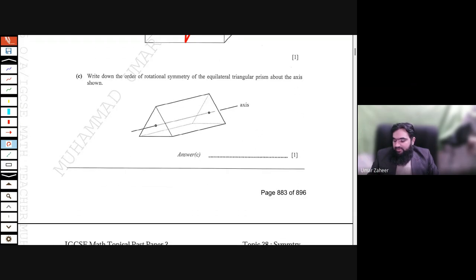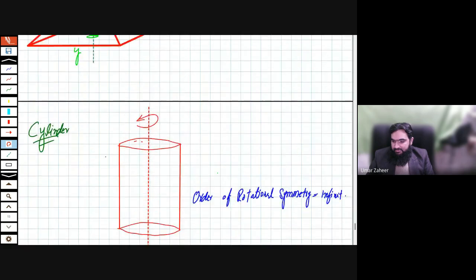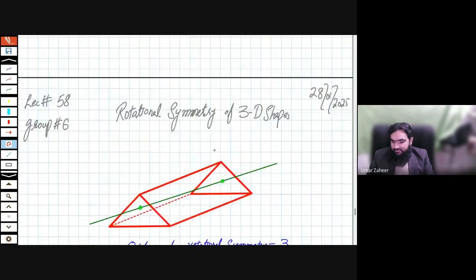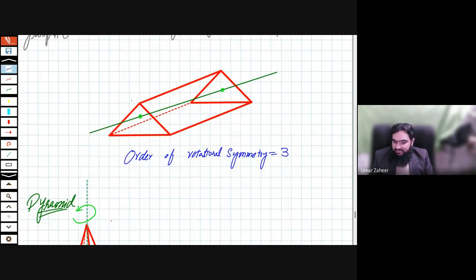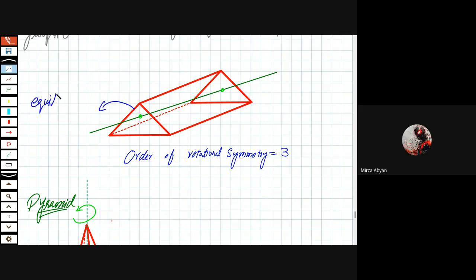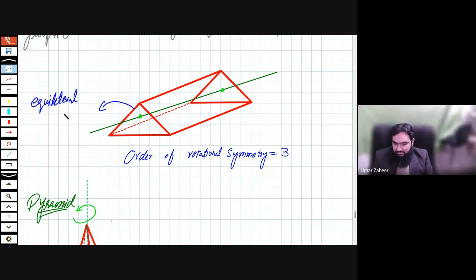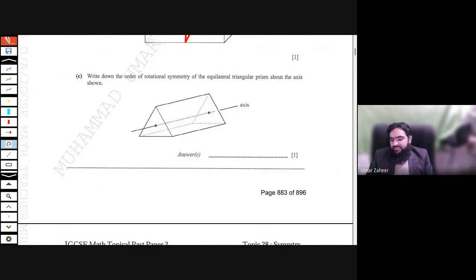Now we have done exactly the same shape. It says write down the order of rotational symmetry of the equilateral triangular prism. One thing I did not mention is that the triangle must be equilateral. I forgot to mention it when I drew this shape. So it is an equilateral triangle.